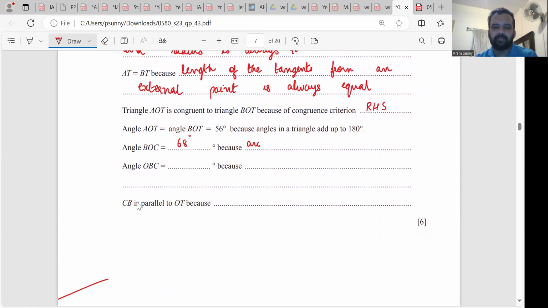Angles in a straight line add up to 180 degrees.